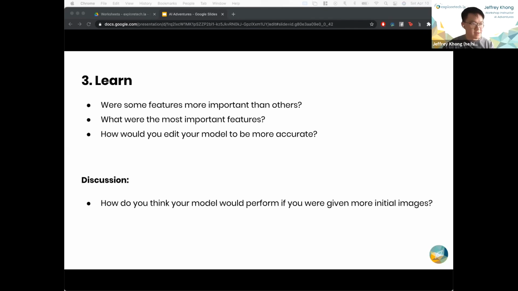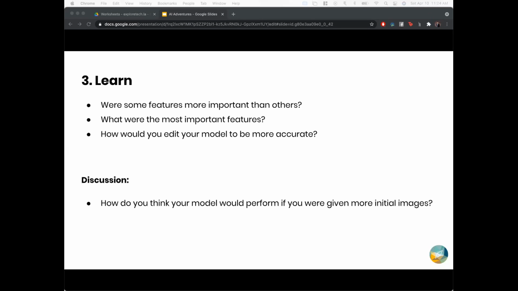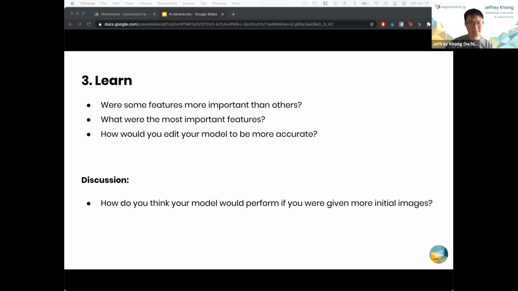Were some features more important than others? How did you find the activity overall? It can be, because if you are comparing facial features, if you are comparing two people with brown eyes and a person with blue eyes, the blue-eyed person stands out. Definitely, that's a good answer. I see in the chat someone else said eye color as well.